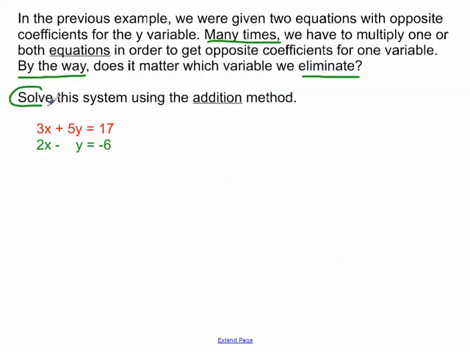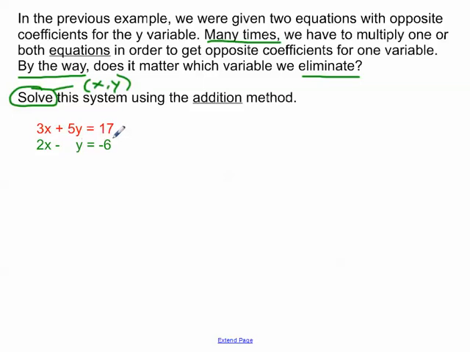So here are our instructions. Instructions say solve this system using the addition method. Solve is the verb, so that's what it's telling us to do. We've got to find an x and a y value from the addition method. All right, so let's take a look at the addition method. I've got a red equation, 3x plus 5y equals 17. Certainly that's an equation. I've got a green equation, 2x minus y equals negative 6.